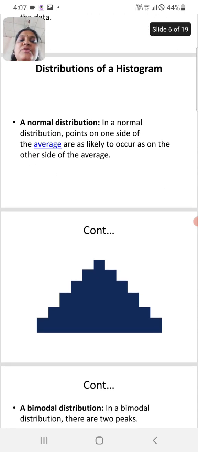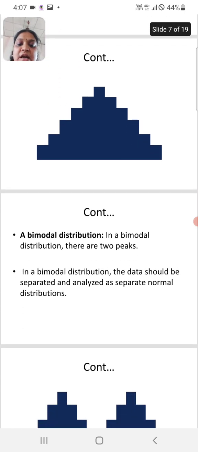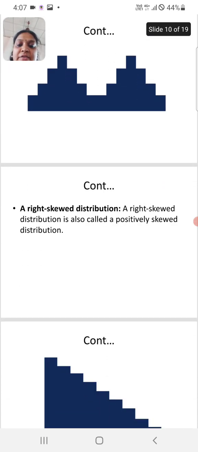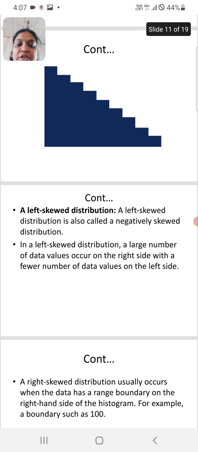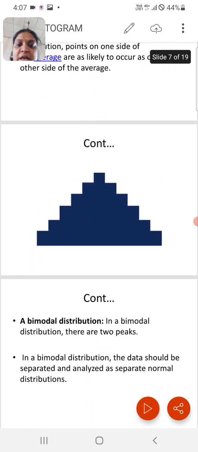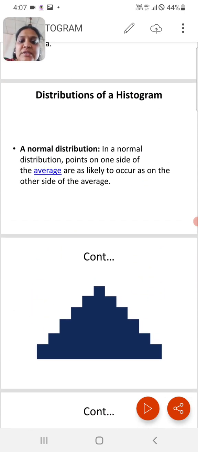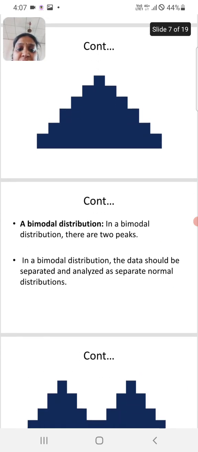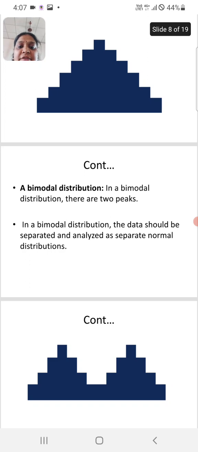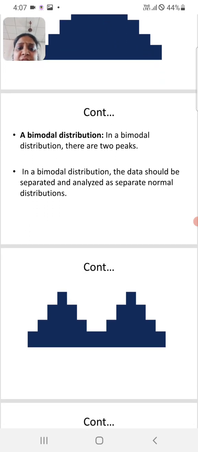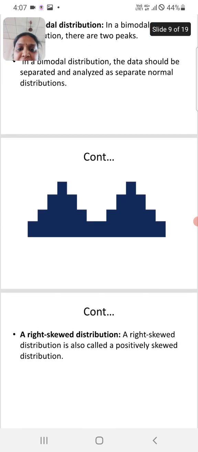And what are the distributions of a histogram we have? We have a normal distribution, a bimodal distribution, a right skewed distribution, and a left skewed distribution. We will see them one by one. A normal distribution is where points on one side of the average look the same as on the other side of the average. And bimodal is nothing but having two peaks here. The data should be separated and the analysis parts should be separated, which we have shown here.